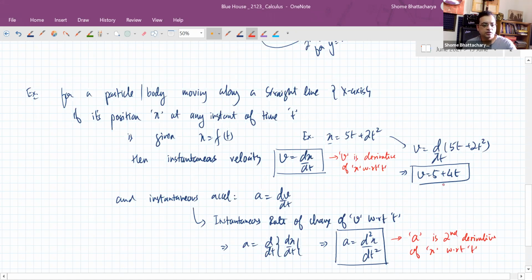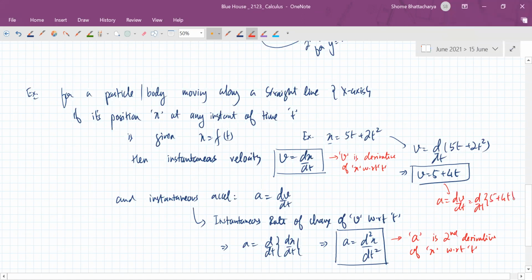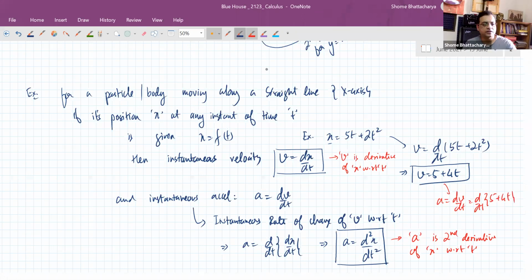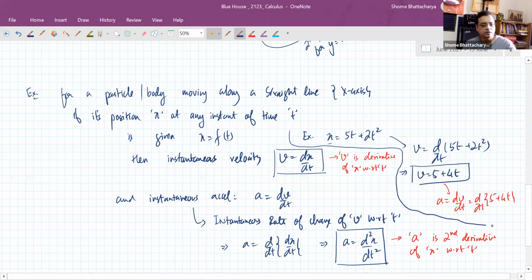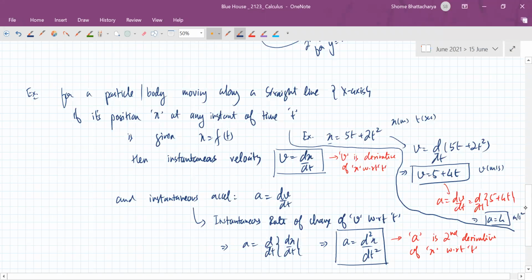So now you can see in this particular example, acceleration will become dv by dt, which is the differentiation of what was dx by dt. Aside from the general definition, in this particular example our acceleration will become 4, and it depends on what units we have used. Suppose x was in meters and t was in seconds, then v is in meters per second, and acceleration will be in meters per second square.